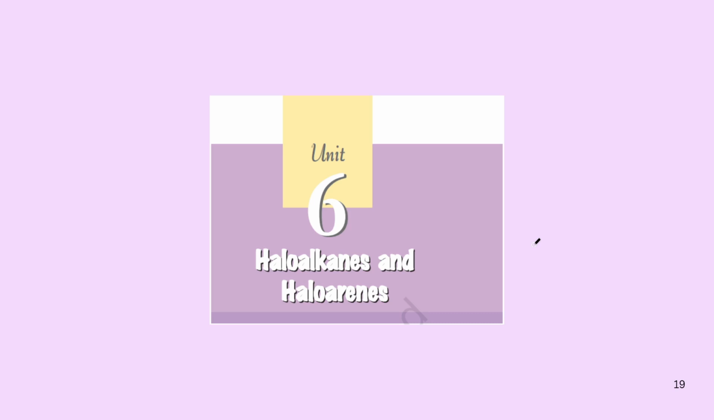We're done with d and f block. There were no questions related to coordination compounds. We're going to start with haloalkanes and haloarenes, our first organic chemistry chapter.